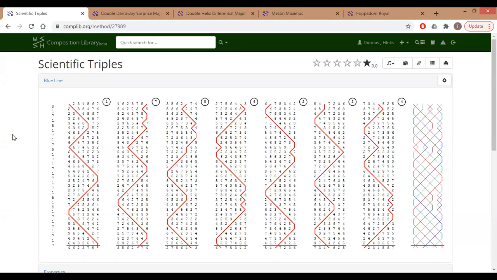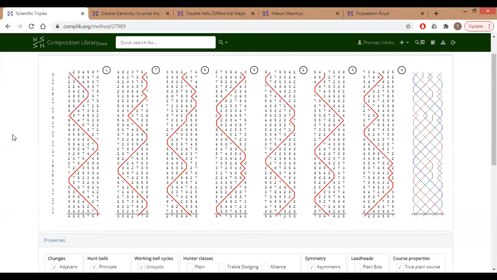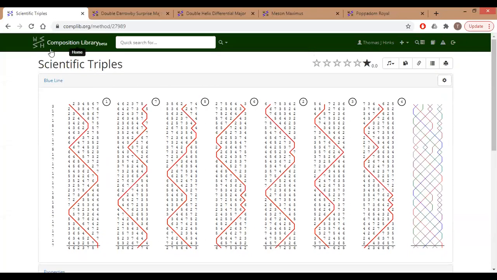Right, the next part, I thought we'd have a look at some real challenges and some crazy lines. And to do that, I'm going to switch over to Composition Library to have a look at the blue lines as they are on here. If you haven't used Composition Library before, it's a really amazing resource, and I'd encourage you to sign up.